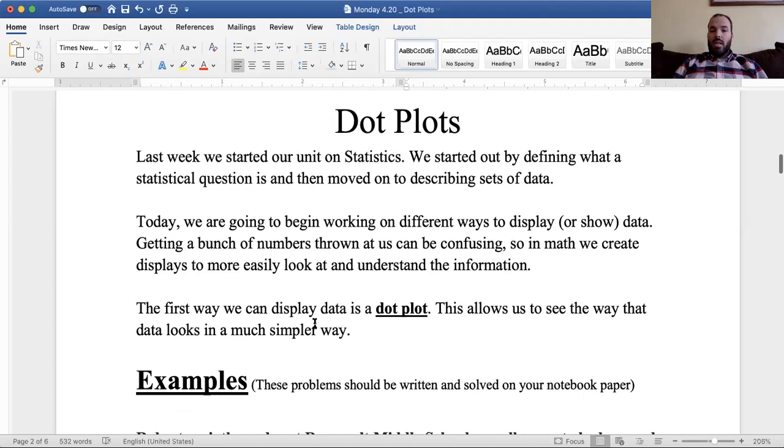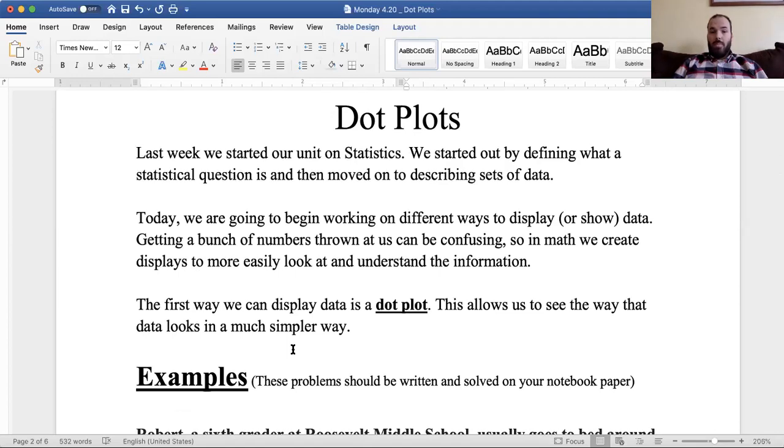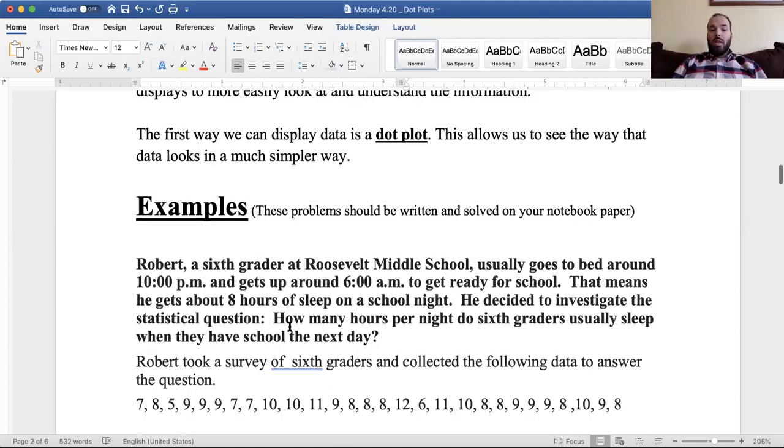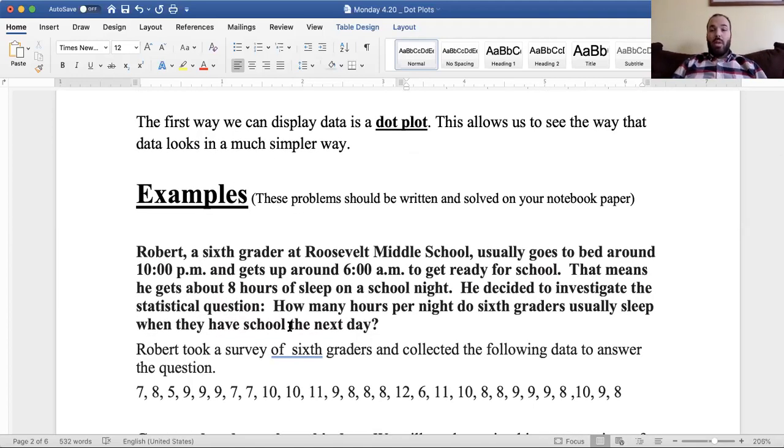The first way we can display data is a dot plot. This allows us to see the way that data looks in a much simpler way. There's just going to be one example today. Now, because we're creating a data display, I'm actually not going to have you write this down on paper. All I'm going to have you do is watch the video and see how I do it. And then our practice is going to look a little bit different today just because I can't come and check your paper at your desk. So when we get to our practice, I'll show you how I want you to do that as well.